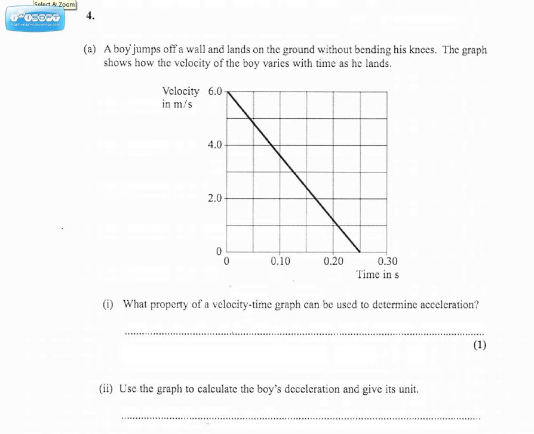And the first question asks us what property of a velocity time graph can be used to determine the acceleration, and we've done tons of work on this already. We know that the gradient of a velocity time graph is what gives us the acceleration. So it's the gradient of a velocity time graph. Now the gradient can be defined as the change in y divided by the change in x, rise over run, if that's how you like to remember it.